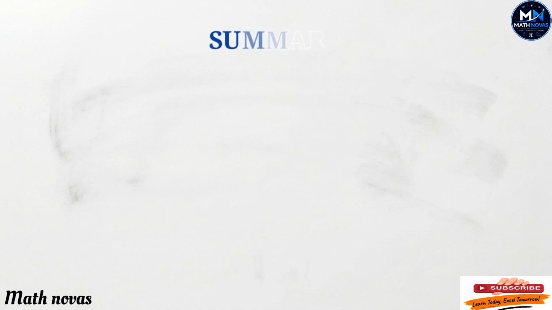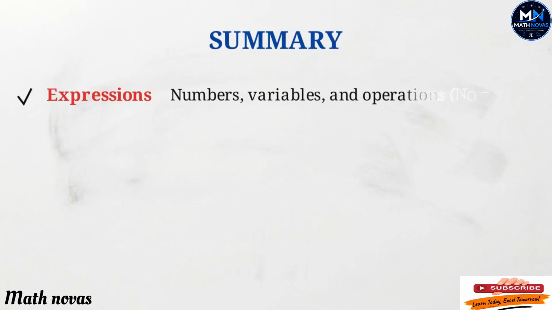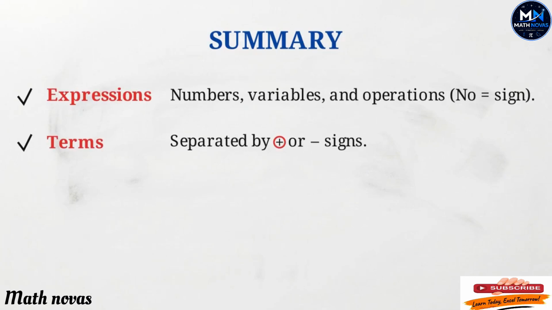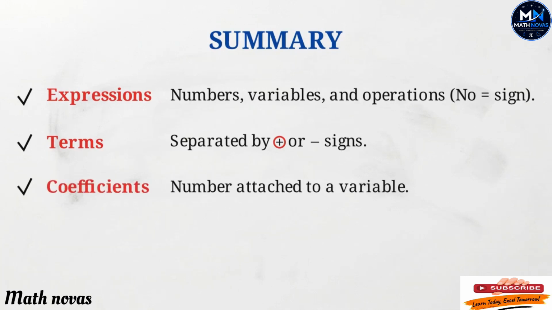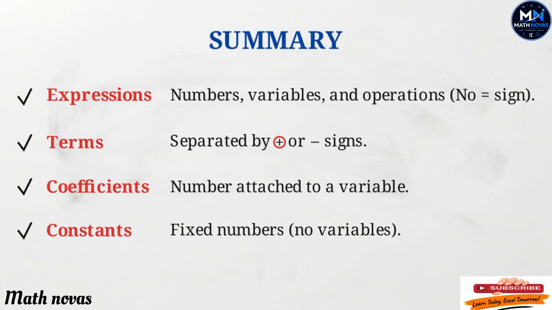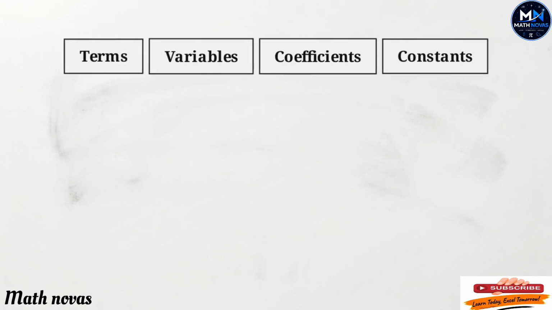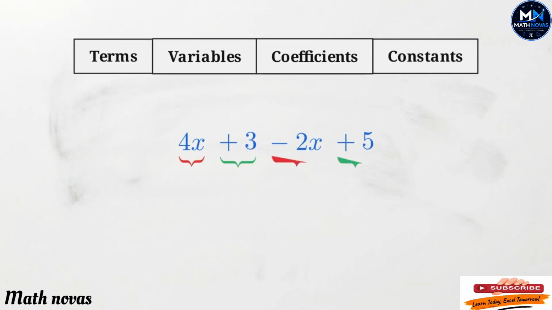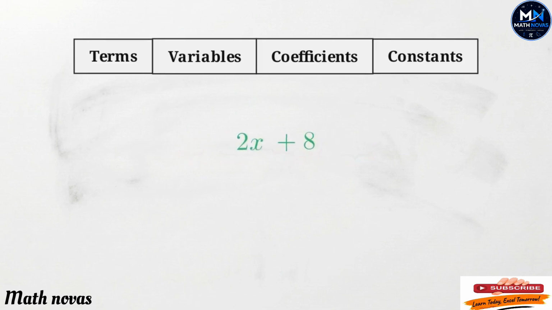Let's review the summary. Expressions combine numbers and variables without an equal sign. Terms are separated by plus or minus signs. The coefficient is the number attached to the variable, and the constant is a fixed number. These definitions form the basis for everything that follows. In our next lecture, we will use these parts to learn how to simplify expressions.